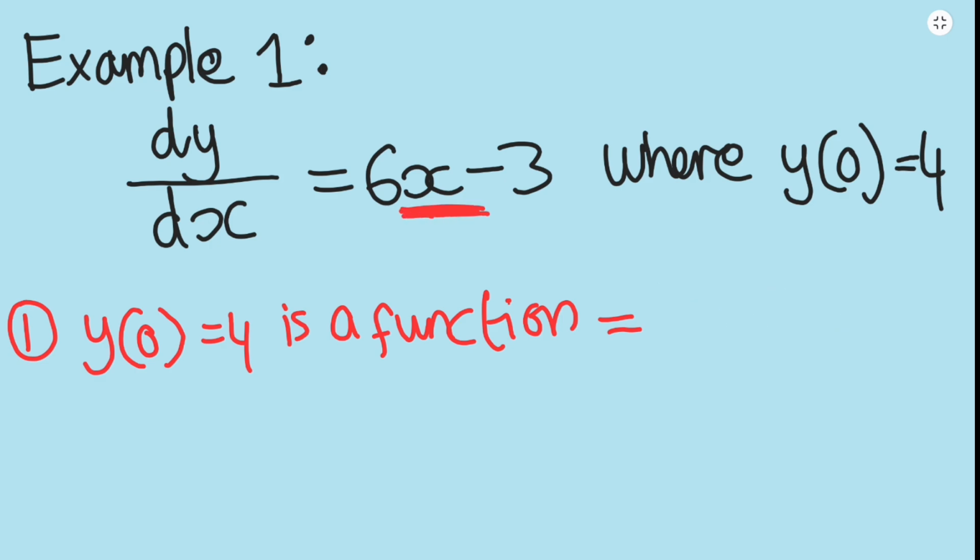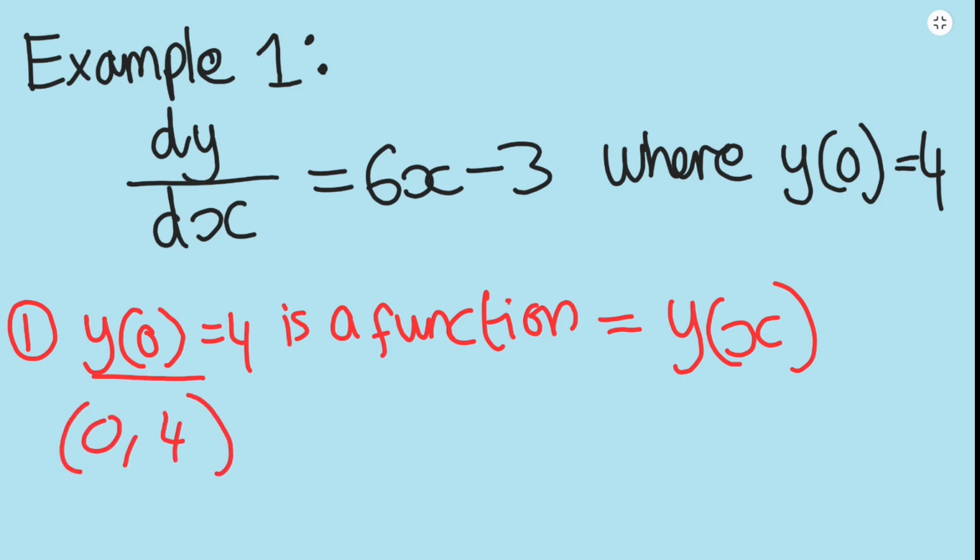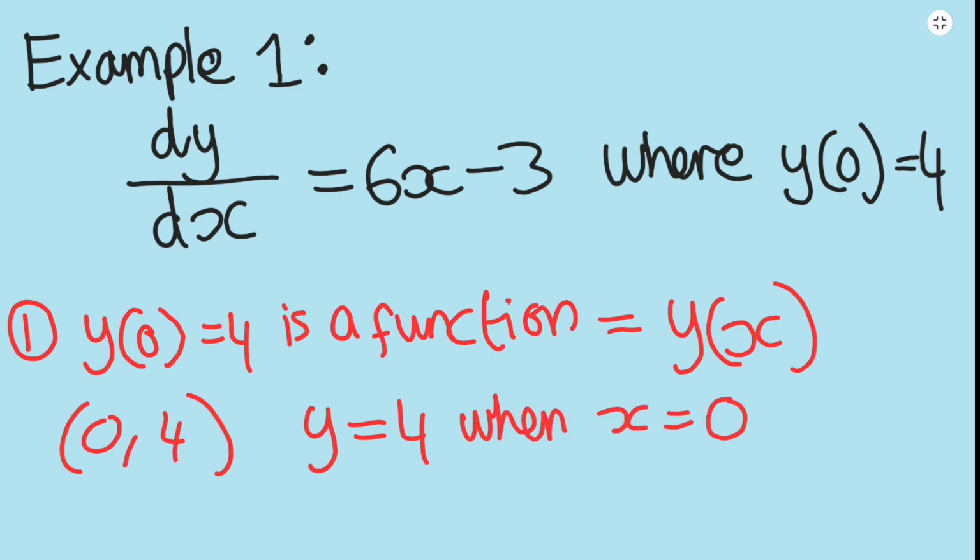We have x given over here, and then we have dy over dx as well. So we could assume that we have y(x) as such. Therefore we know that a coordinate we can make would be when x is 0, we have y as 4, because that's the answer to the function of y there. So that's one thing we could assume, that y is 4 when x is 0.